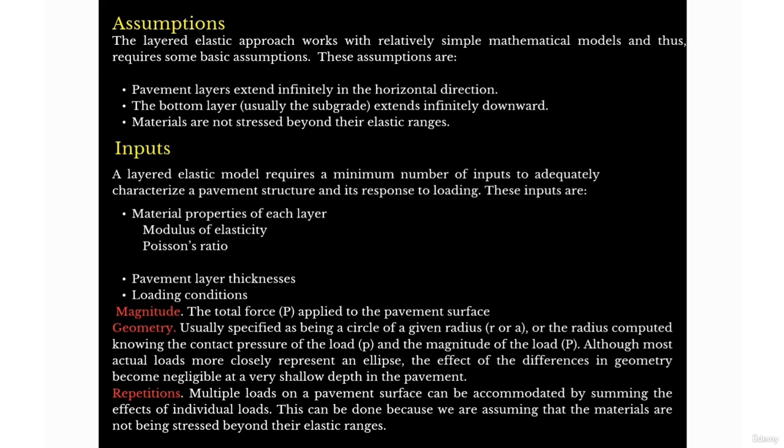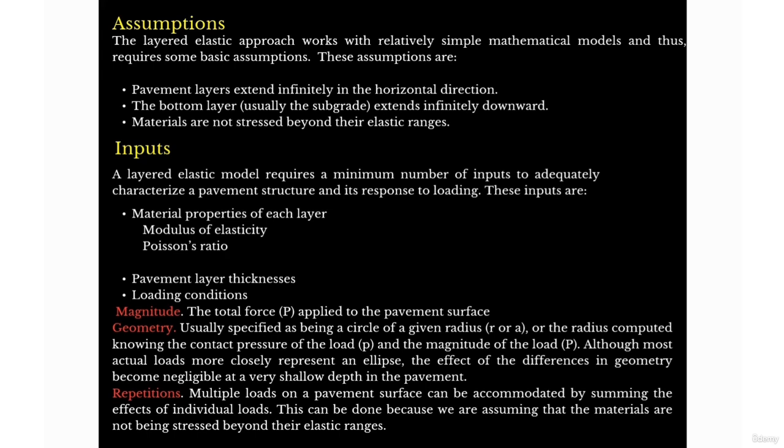Which is usually specified as being a circle given a radius R or A, and the radius is computed knowing the contact pressure and the magnitude of the load P. Although most actual loads more closely represent an ellipse, we just use a circle, because we assume the differences in geometry are negligible at a very shallow depth. So we just use a circle instead of an ellipse.